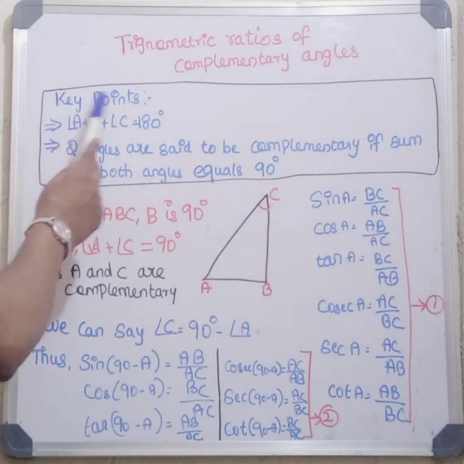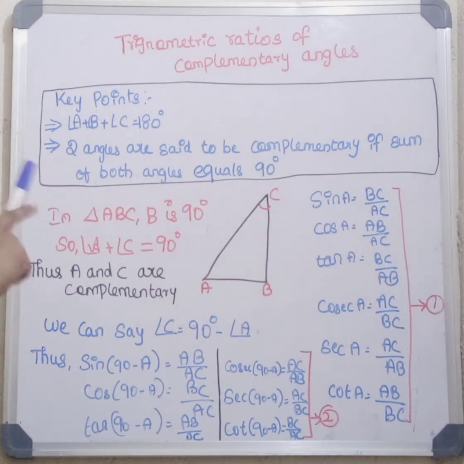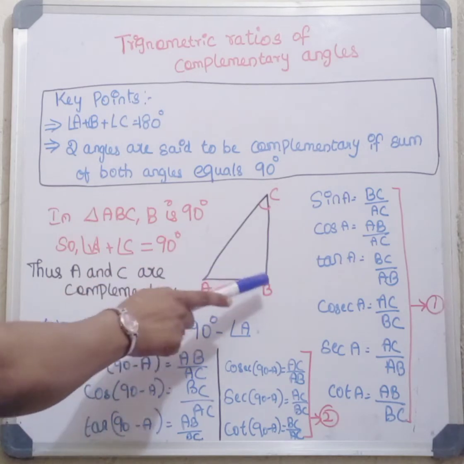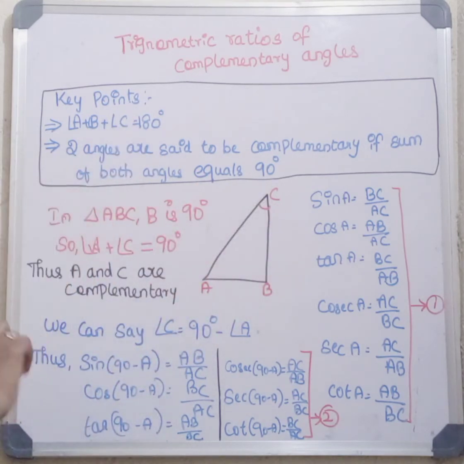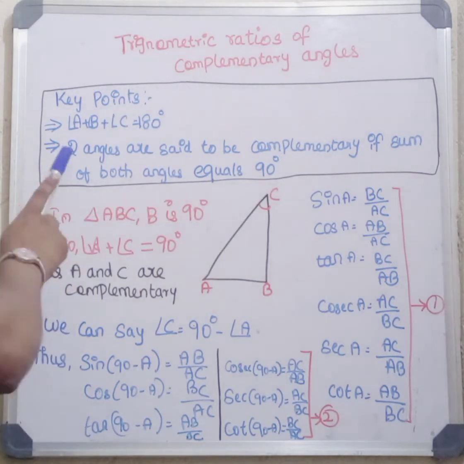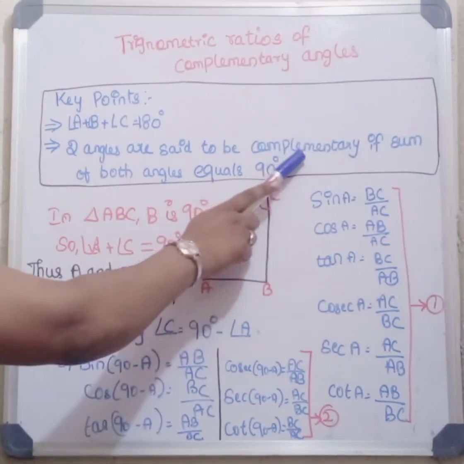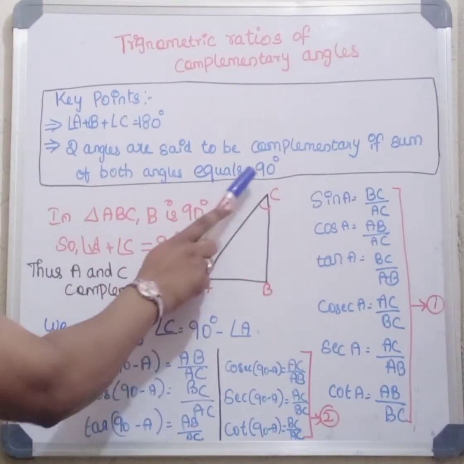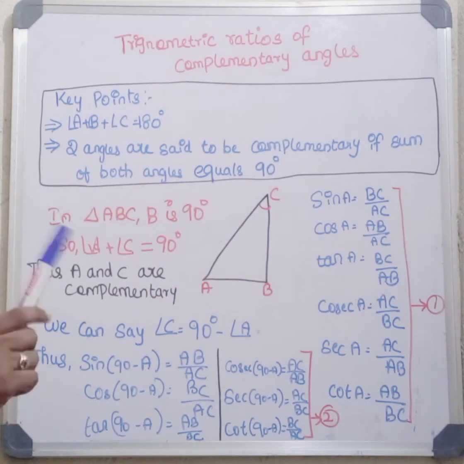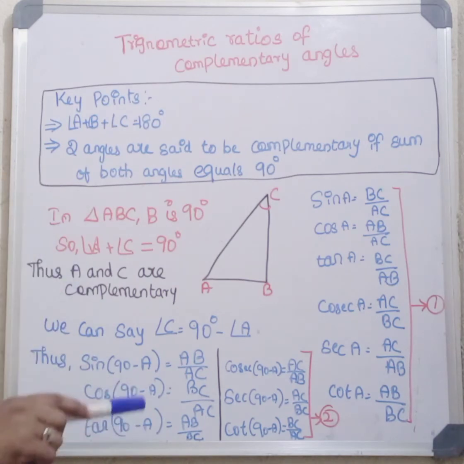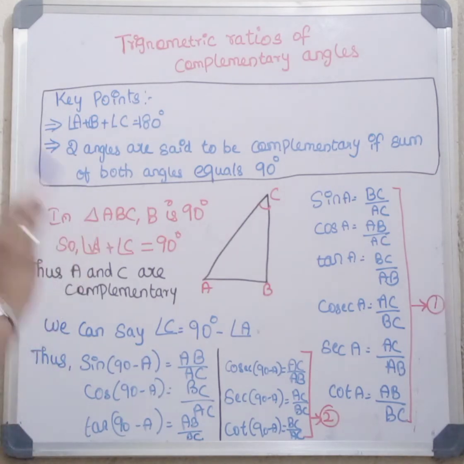The first key point is the sum of all the angles in a triangle is 180 degrees. That's angle A plus angle B plus angle C, that is 180 degrees. That is the first triangle rule. Next, two angles are said to be complementary if the sum of both angles is equal to 90 degrees. If the sum of both the angles in a triangle is equal to 90 degrees, then those two angles are said to be complementary.